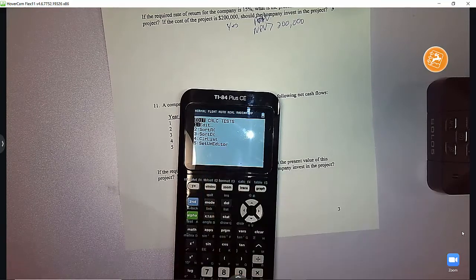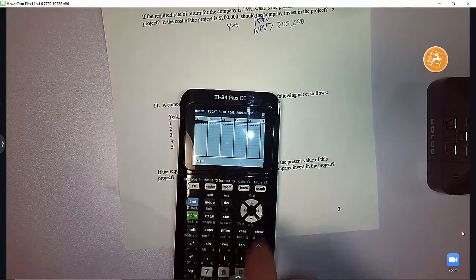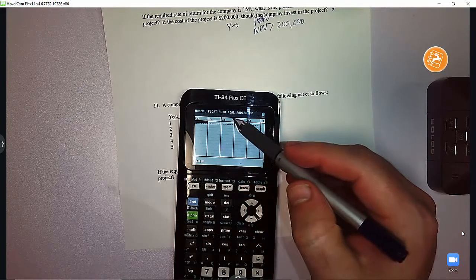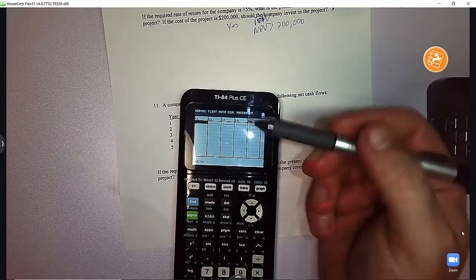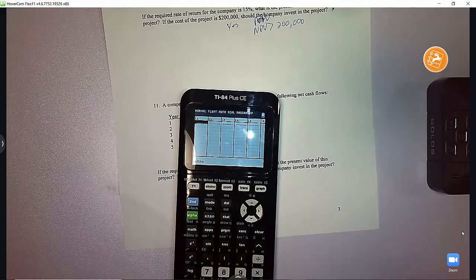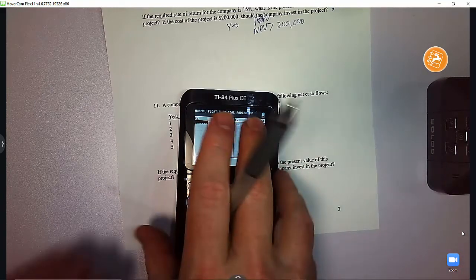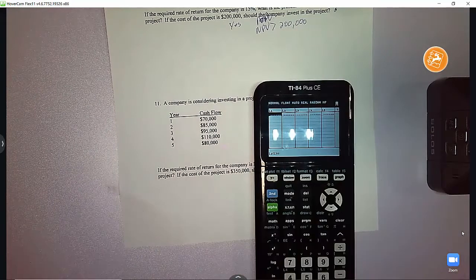Stat, and then press 1. And you have L1, L2, L3, L4, and L5. So the first cash flow you put into this is not the time 0 cash flow, it's the time 1 cash flow. And that's important because when we go to calculate our NPV, and I'm also going to show you the IRR, we can put in a time 0 cash flow separate from these.